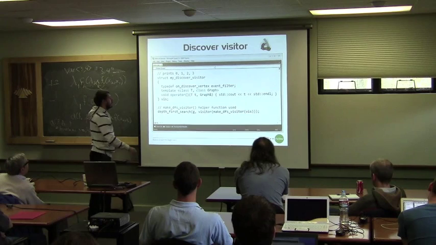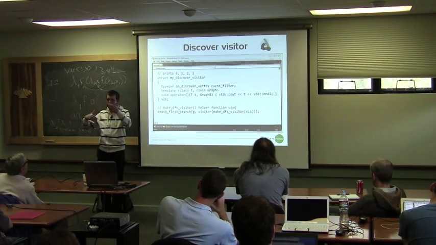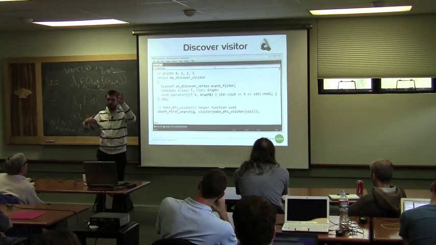Again, if I run this code, I see now 0, 1, 2, 3, because that visitor does the depth first. And the 2 is the vertex which is furthest away from the 0. I mean, it's the opposite one.